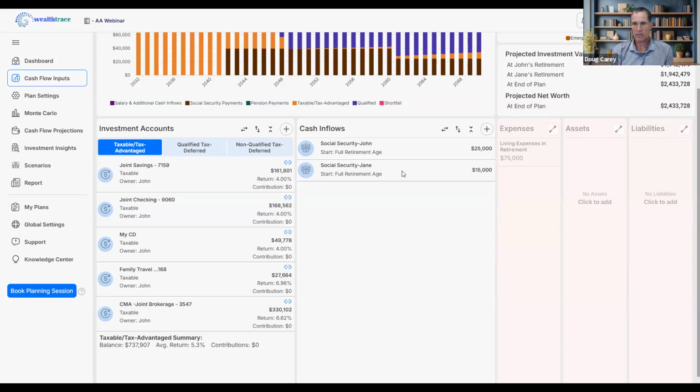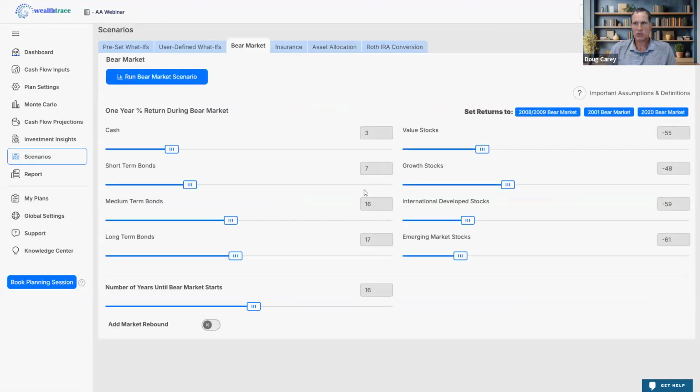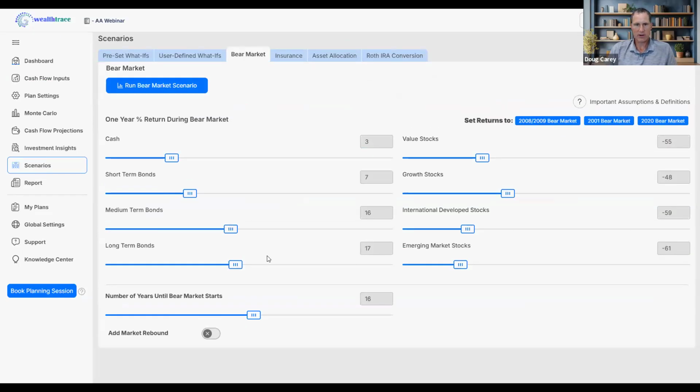Is there a way to build in a black swan analysis other than the Monte Carlo tail? Good question. There is scenarios, bear market. You can choose a previous bear market. This is a black swan, 2008-09, right? I'm going to click it and it changed the returns. These are the worst one-year returns during that recession. You can see emerging markets were really hammered during that year.